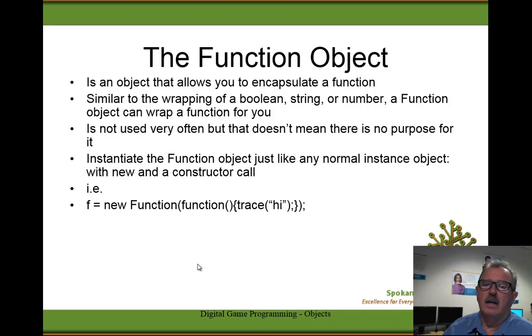What we do is basically instantiate the function object just like any normal instance object with the new keyword and its constructor call. And here's an example of creating a function object right below here, where we have f equals new Function, trace hi. Okay.